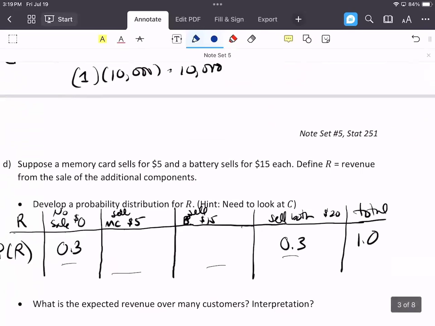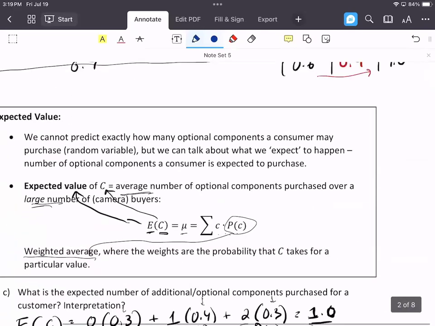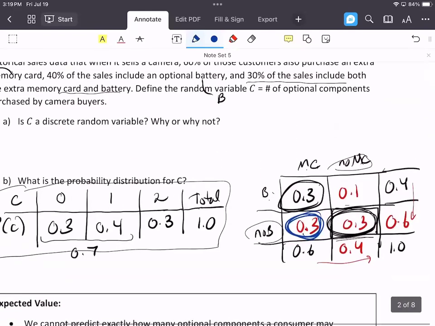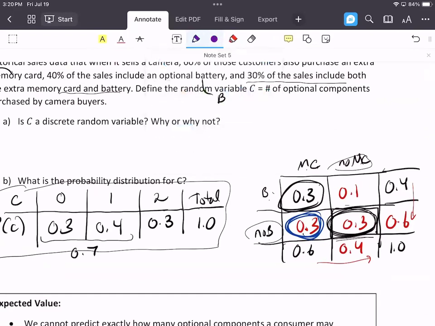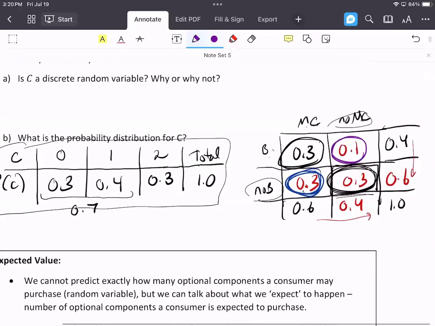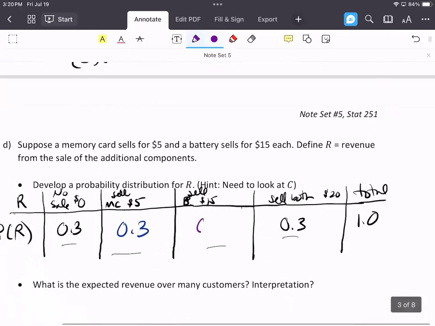So we sell a memory card, but no battery. And then finally, we sell a battery, but no memory card. I'll do that in, let's see, not red. How about we do that in purple? And that's going to go here. And we add across and we get 1.